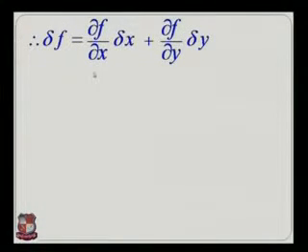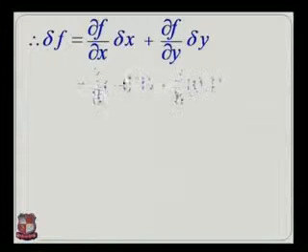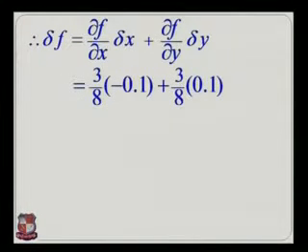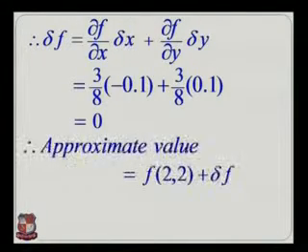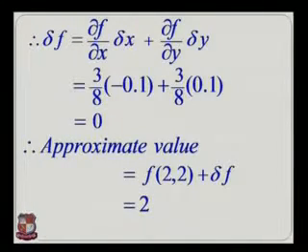So, the change in f, that is delta f, is del f by del x into delta x plus del f by del y into delta y, 3 by 8 into minus 0.1, as we saw earlier, delta x is minus 0.1 and delta y is 0.1. So, the answer of this is 0, means there is no change according to these two values. So, the approximation value f of 2, 2 plus delta f is equal to the exact value of f of 2, 2, that is 2.